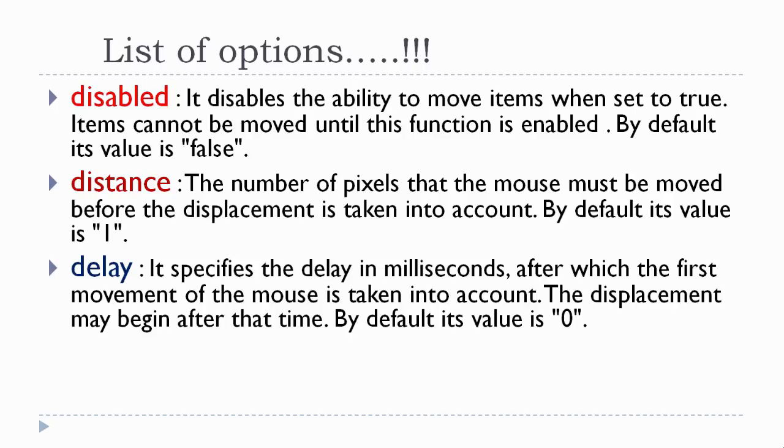Distance. The number of pixels that the mouse must be moved before the displacement is taken into account. By default its value is 1. Delay. It specifies the delay in milliseconds, after which the first movement of the mouse is taken into account. The displacement may begin after that time. By default its value is 0. So the delay value is 0, which means it can move without any delay time.